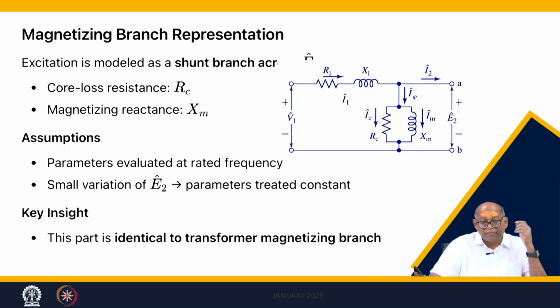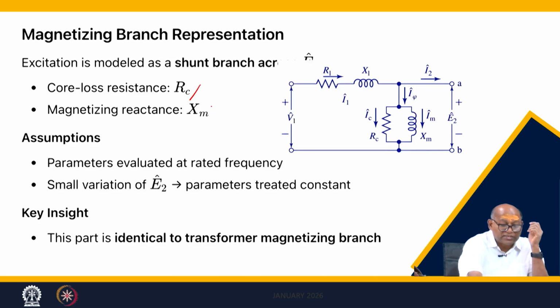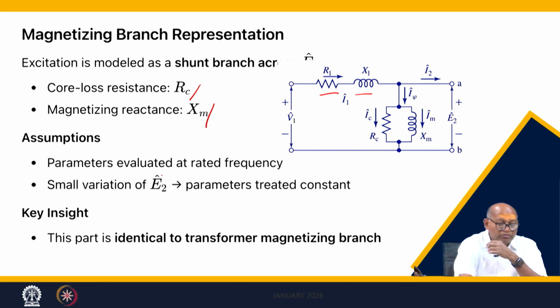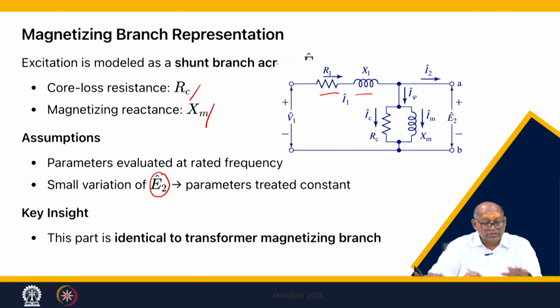IC is the core loss component, IM is the magnetizing component. So, this magnetizing branch is represented by the core loss resistance and the magnetizing impedance. These parameters are all evaluated at rated frequency, that means the frequency at which the motor is supposed to run. At rated frequency there will be some drop here, but that drop is so negligible that for all practical purposes you can say E2 is small. So, this is just identical to the transformer magnetizing branch.